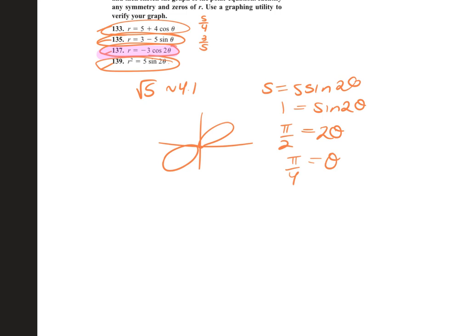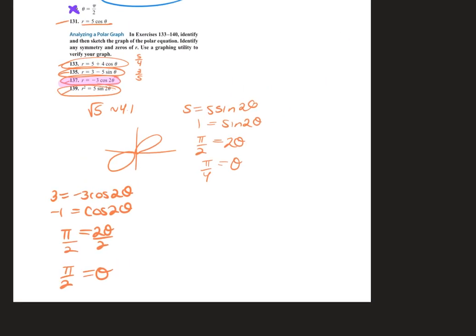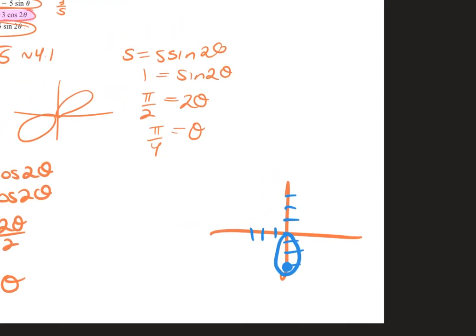So the first thing I'm going to find is the first petal. So I'm going to set it equal to 3. I get cosine 2 theta equals -1. 2 theta would equal pi, because that's where cosine is -1, and theta is pi over 2. So on your polar axis, pi over 2 at the top would have -3, which reflects it down here. But because it has all 3 types of symmetry, I know it also goes up.